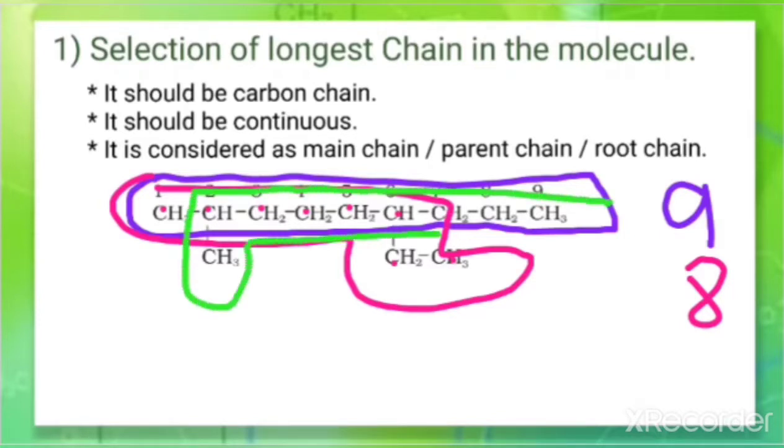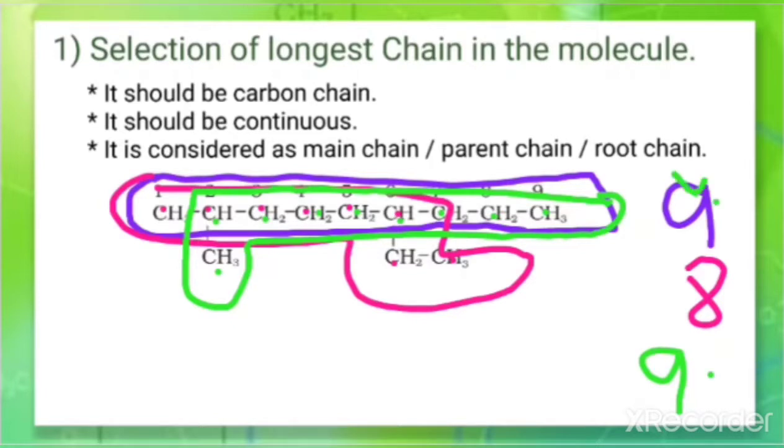This is also possible. One condition is that whatever chain you are selecting, it should be a continuous chain of carbon. That means after one carbon, the other carbon should be connected. It should not be like at one end you are selecting the other one. So when you take this green part here, count the number of carbons: 1, 2, 3, 4, 5, 6, 7, 8, 9. This is also 9. So here the longest chain has 9 carbons.